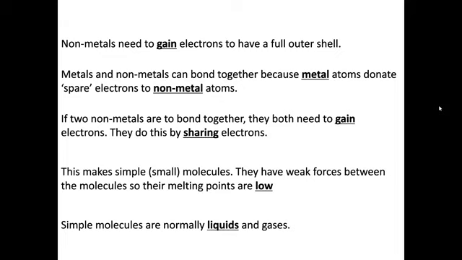And these have very weak forces between the molecules. So the intermolecular forces, the forces between the molecules, are weak. And because of that, their melting points are low. And because their melting points are low, most of them are liquids and gases. So there's the odd exception, but most are liquids and gases.